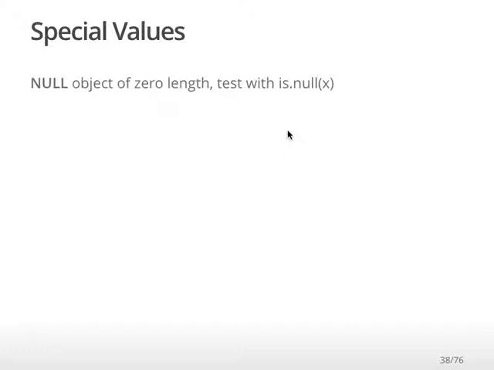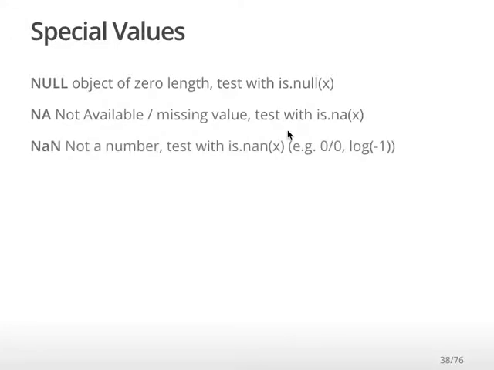I'm going to talk to you a little bit more about special values. So NULL is something which has zero length. All of these things will again become clear when I give you examples. NA, not available, is a missing value. Often in data sets you'll have missing values, so it's important to know about that as well.